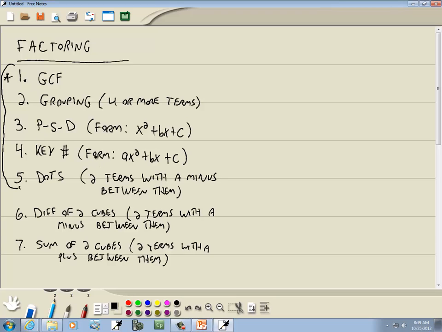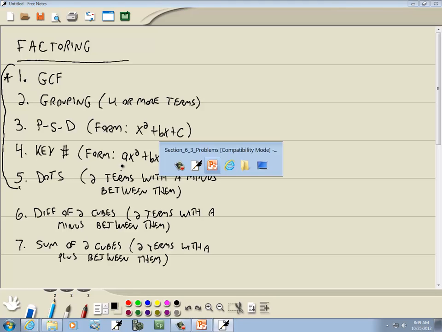Well, let's take a look at the key number. This is when you have the form x squared, no, ax squared plus bx plus c, and there's a number in front of your x squared. So we'll emphasize that over and over.